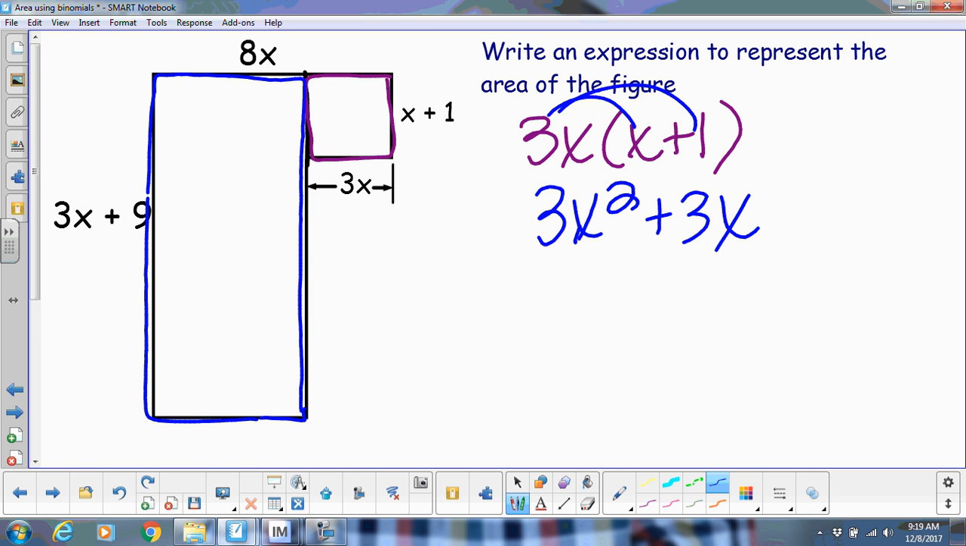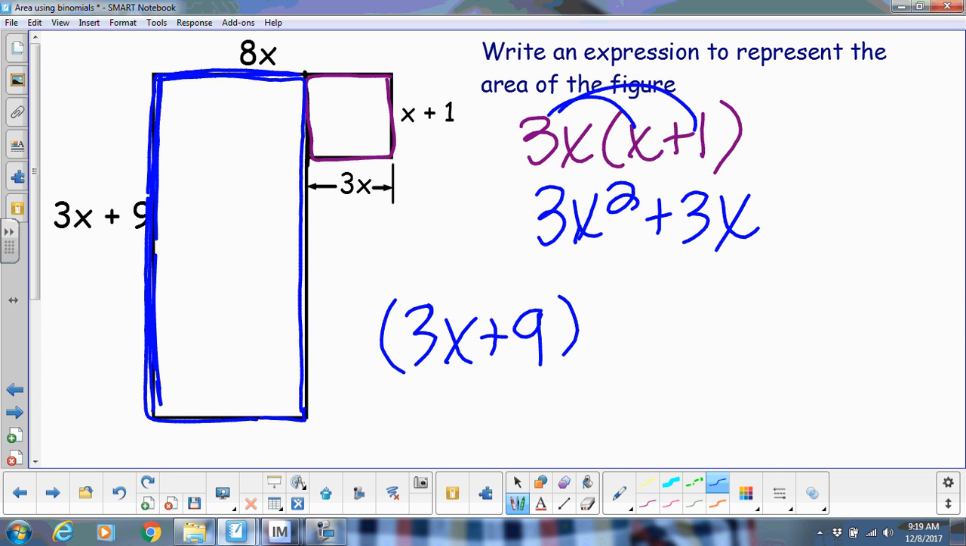What is that? I'm saying, but which one of these do I not have to subtract from? The 3x plus 9, right? I need this whole side, right? So that's 3x plus 9. Now, on this part, I don't need that whole side. I need 8x, but I have to take away 3x. And what does that make that side? 5x.